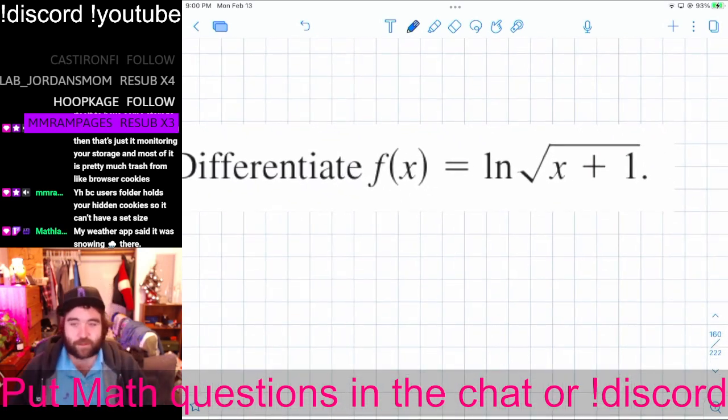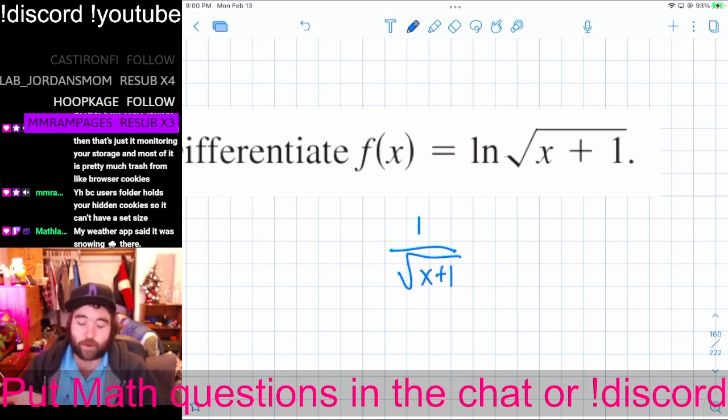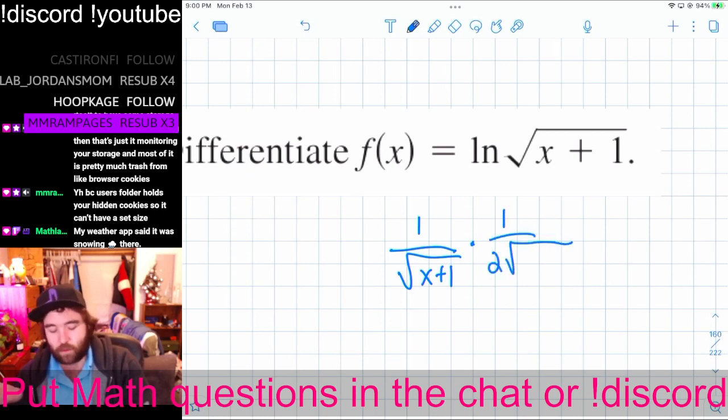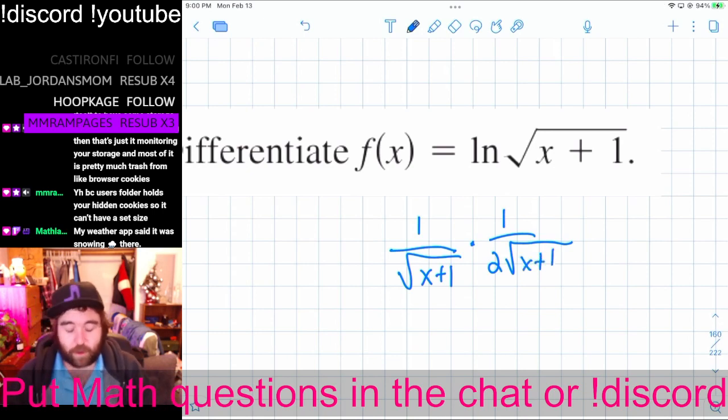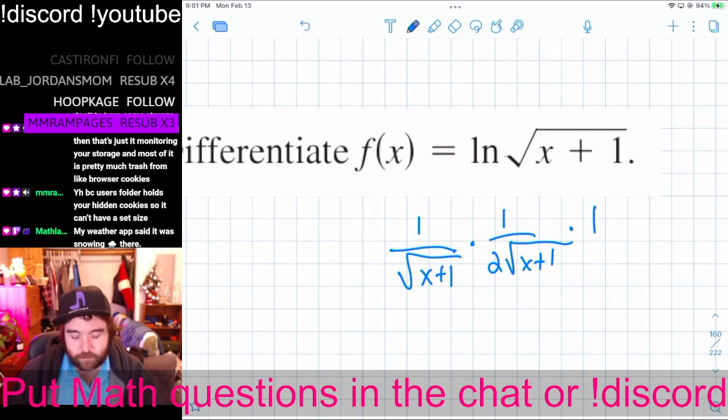I don't know why this is separate. This is just the same thing. What's the derivative of this? So we're going to do 1 over the square root, I guess because it's a 3-layer deep chain rule. So it's ln, so it's 1 over whatever's inside the logarithm, so 1 over square root of x plus 1. But then we got to multiply by the derivative of the square root. So what's the derivative of a square root? I had that memorized. It's 1 over 2 root, whatever's inside the square root. In this case, x plus 1. That's interesting. And then you got to multiply by the derivative of the inside, which is just 1 in this case.